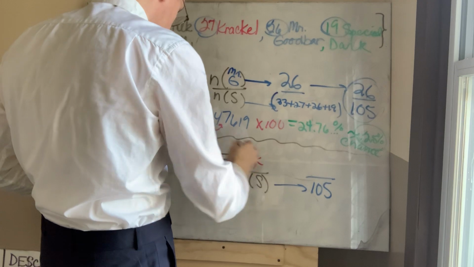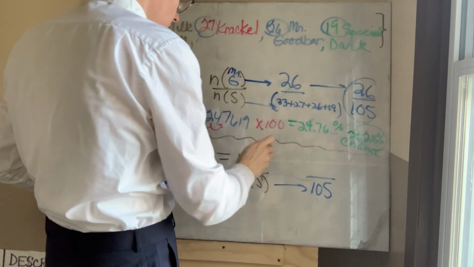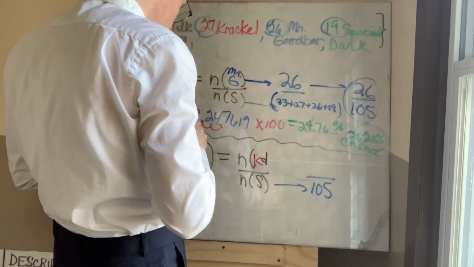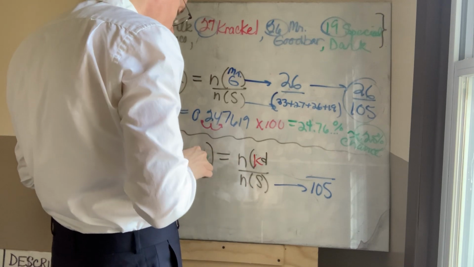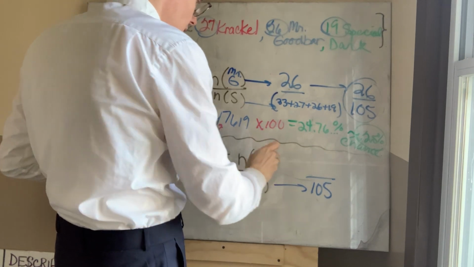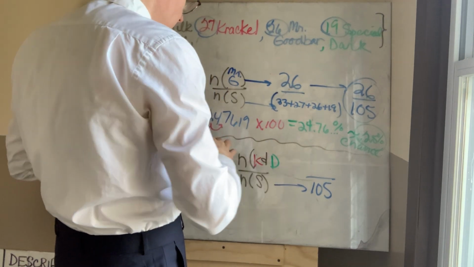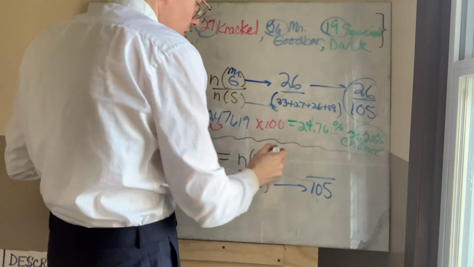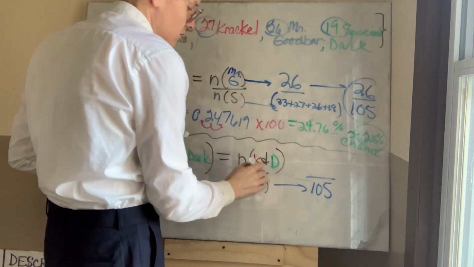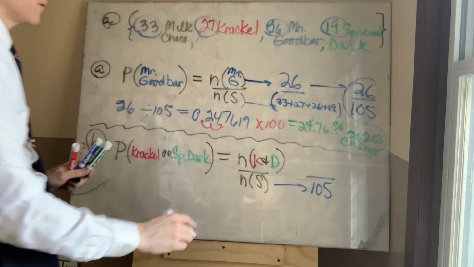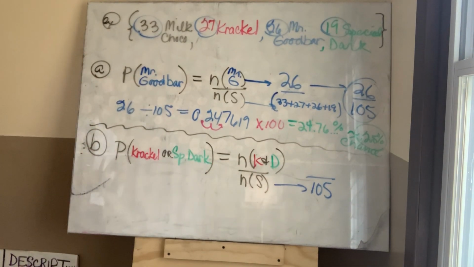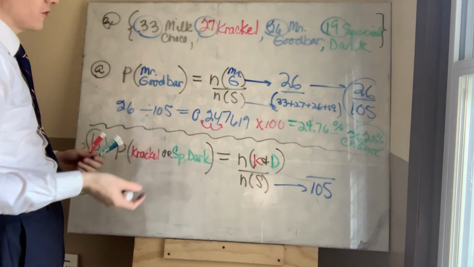it's crackle and dogs that you have to take into consideration. This little and symbol is what it's supposed to be. So how many crackles and how many special dogs are there combined?